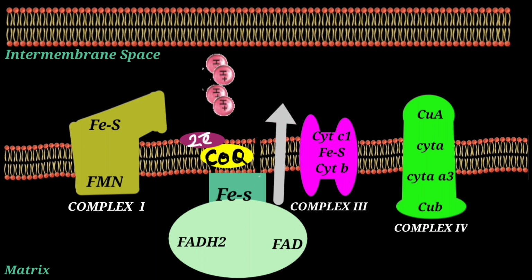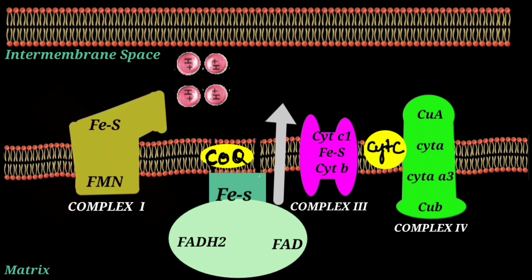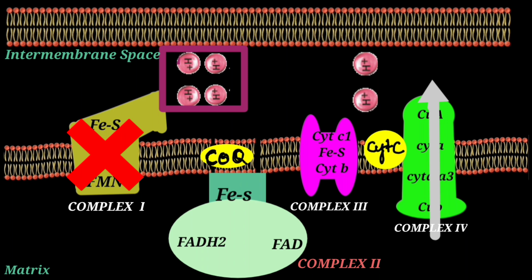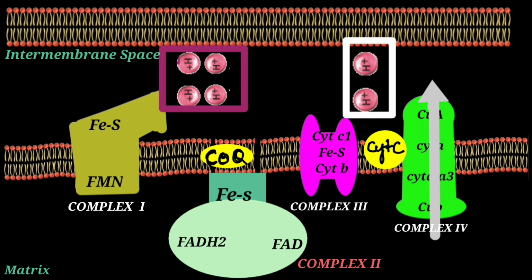Now, from here, the story is almost the same as in the case of the NADH electrons, except that complex 1 has no role to play in the case of FADH2 electrons. In a similar fashion as in the case of NADH electrons, 2 more protons are pumped at the complex 4 site. Thus, in total, we have 6 protons from FADH2 electrons: 4 protons at the complex 2 site, and 2 protons at the complex 4 site. This completes our electron transport system, or electron transport chain.